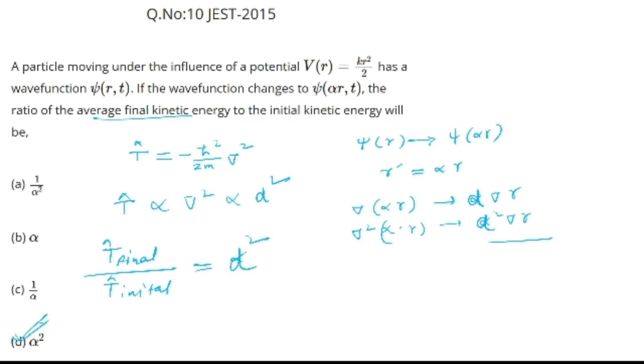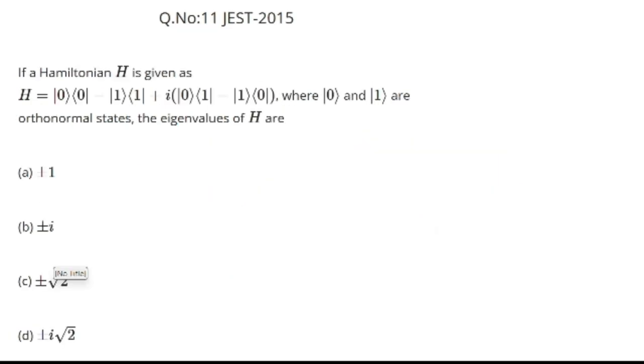So alpha squared will be the correct one. Next, again the Hamiltonian is given in this bracket notation. Now we have to find out the eigenvalues. The 0 and 1 states are orthonormal to each other, and we have to find the eigenvalues.